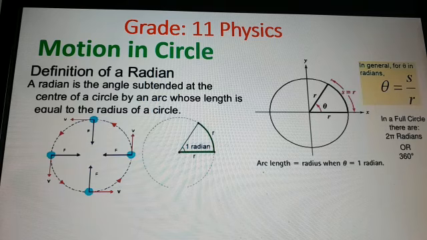That's the equation for angle in radians. For a complete circle, theta is equal to the circumference of the circle divided by the radius. The circumference of the circle is 2 pi r. So 2 pi r divided by r. For a complete circle, theta is equal to 2 pi r divided by r, which gives 2 pi. And then 2 pi rad is equal to 360 degrees. From there we find that 1 rad is equal to 360 divided by 2 pi, that is equal to 57.3 degrees. And this is about the radian.